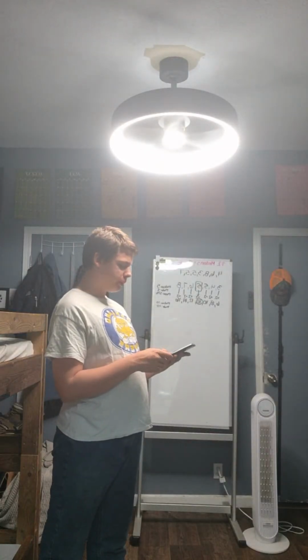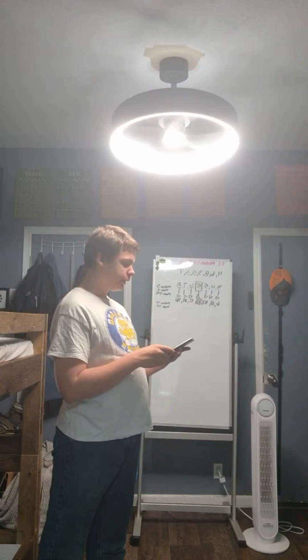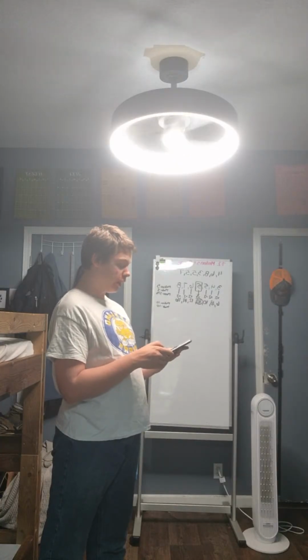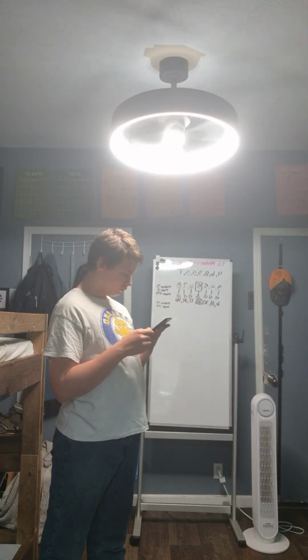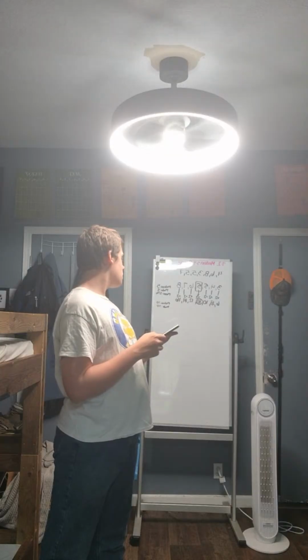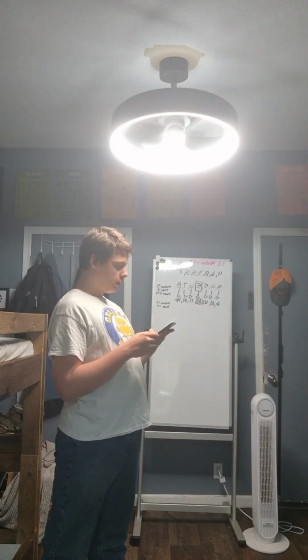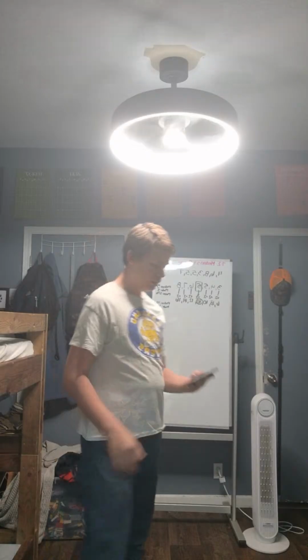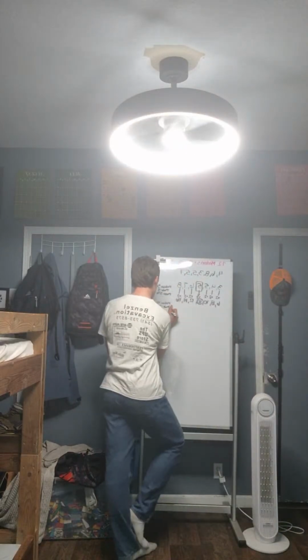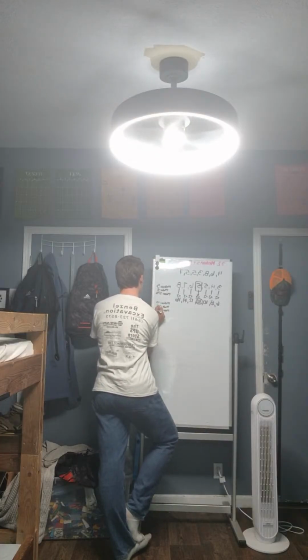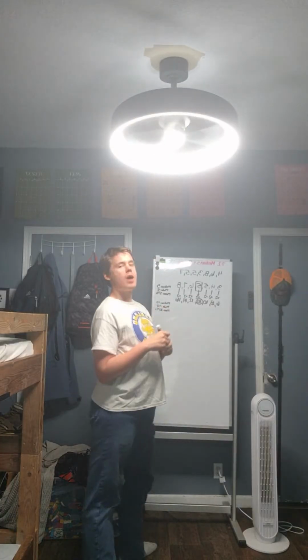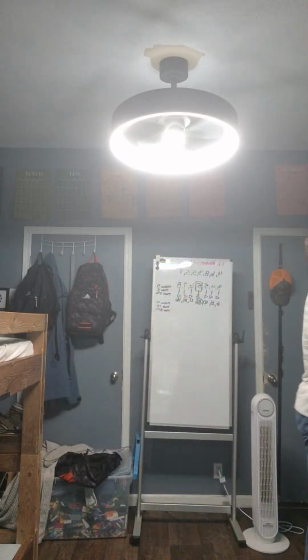Let's see the mean. 6 plus 8 plus 10 plus 10 plus 12 plus 14 plus 16 is 76. Divide that by 7. It's actually a little more this time. The mean is 10 and 6 over 7. Maybe that's because it's doubled.